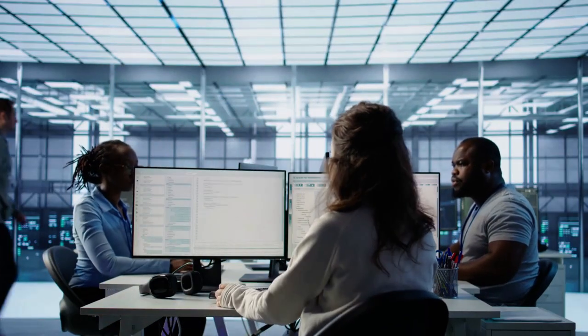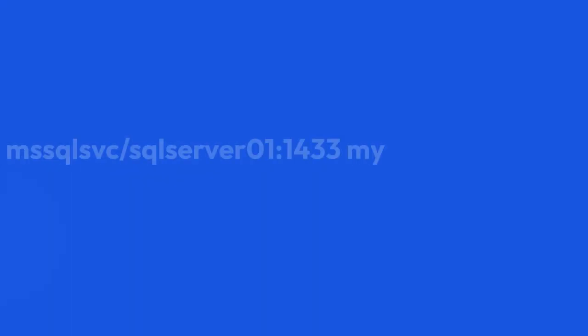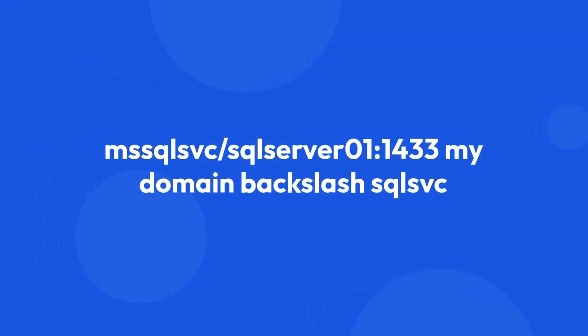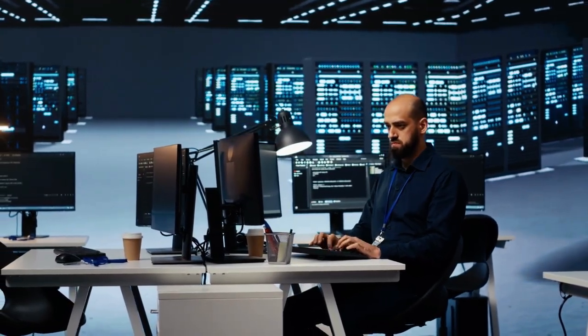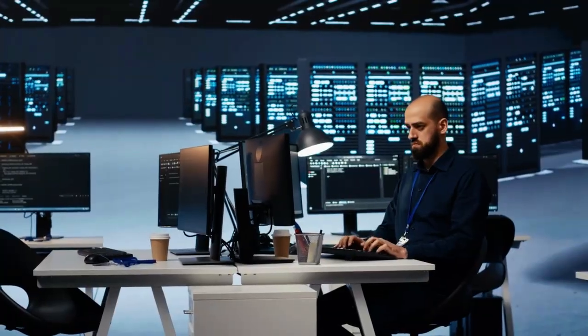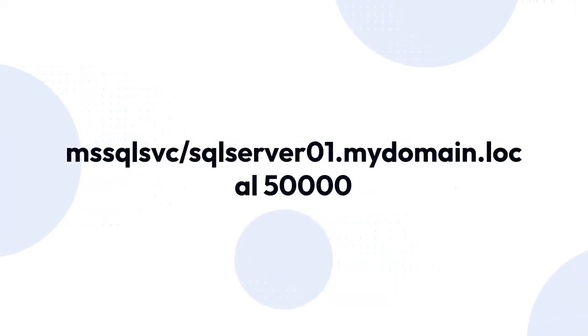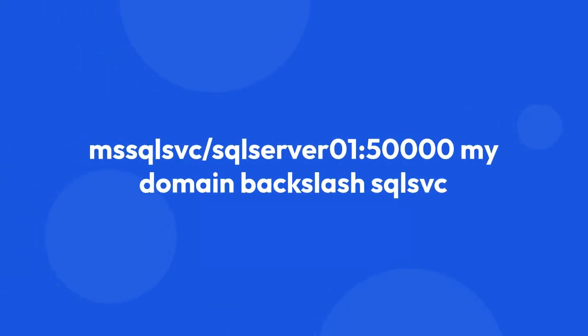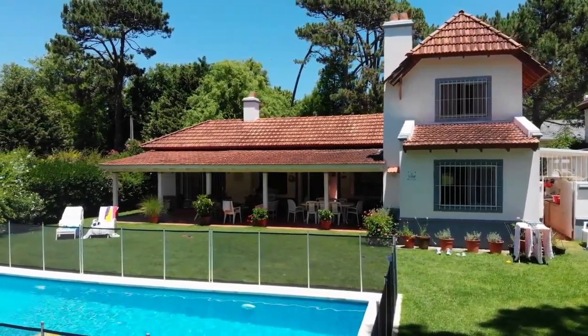So, for a default instance on FQDN SQLServer01.mydomain.local using port 1433, your SPNs would be MSSQLSvc/SQLServer01.mydomain.local:1433 and MSSQLSvc/SQLServer01:1433. If you have a named instance, for example inst1 running on the same server but configured to use a static port like 50000, your SPNs would then be MSSQLSvc/SQLServer01.mydomain.local:50000 and MSSQLSvc/SQLServer01:50000. Remember to replace the example FQDN, NetBIOS name, and port with your specific server's details.